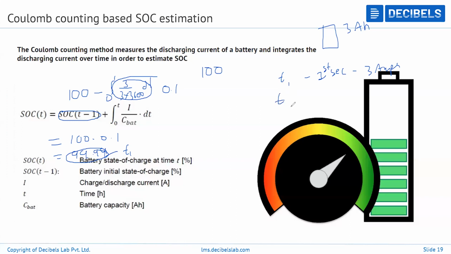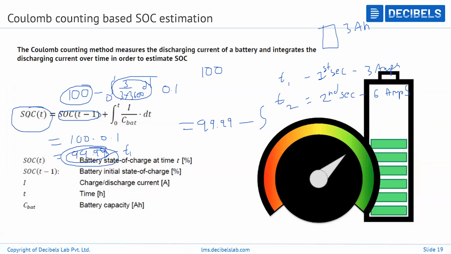If at time 2, at the second second, you're trying to draw 6 amps, now the 100 is replaced by your updated SOC, that is 99.9, minus the same repetition. In this way, it will estimate the SOC.